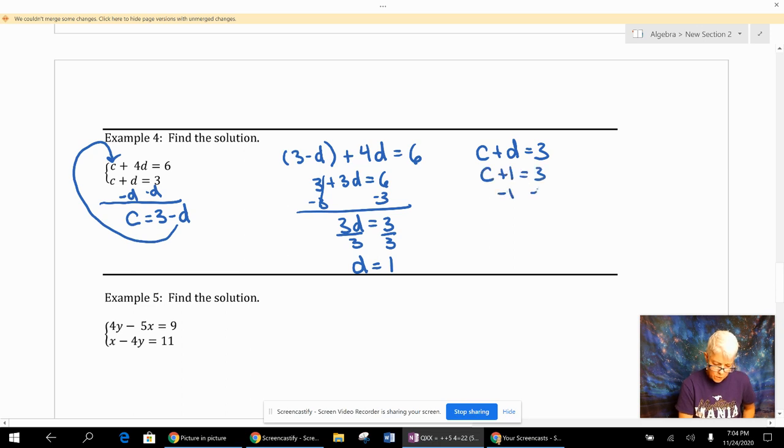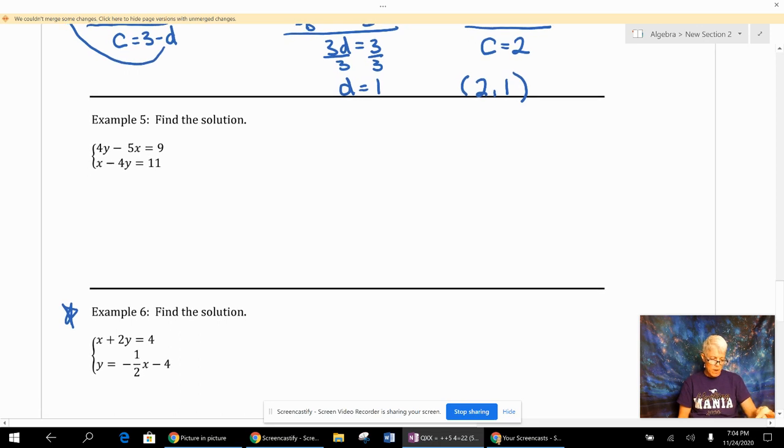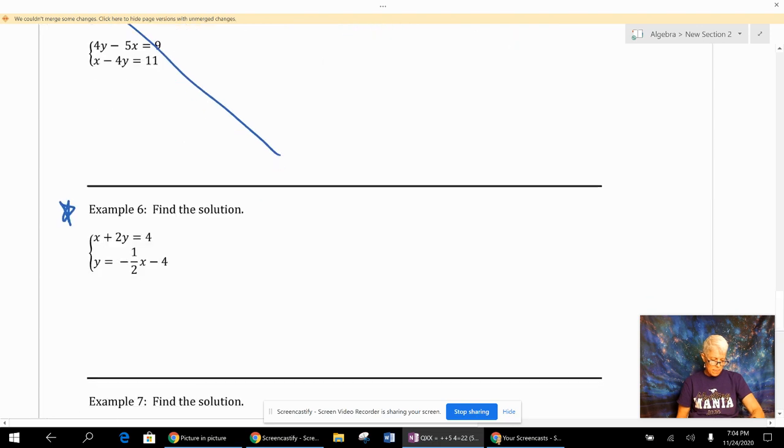And again, you could do this in your head, but I'm just showing you working it out algebraically. Then assuming C is X and D is Y, the final answer is (2, 1), the ordered pair. Okay, I continue. I'm going to go ahead and skip number 5, so don't even worry about it.